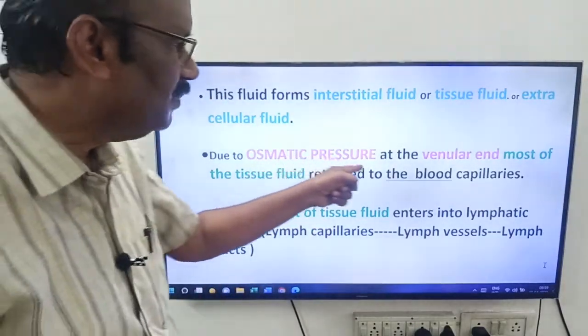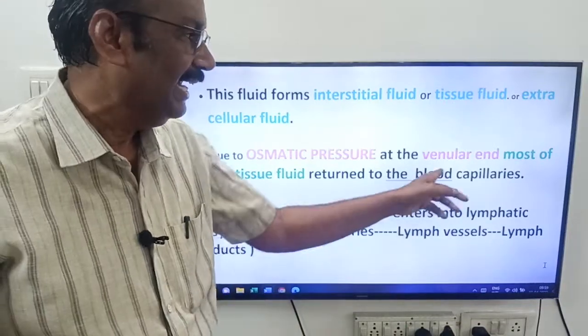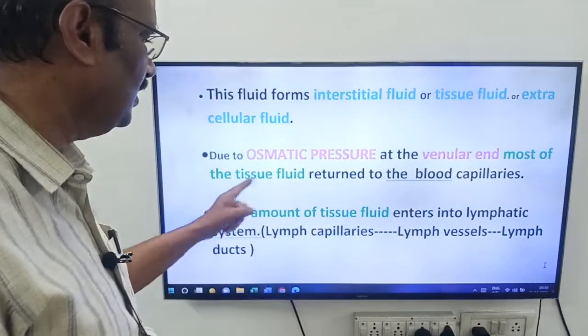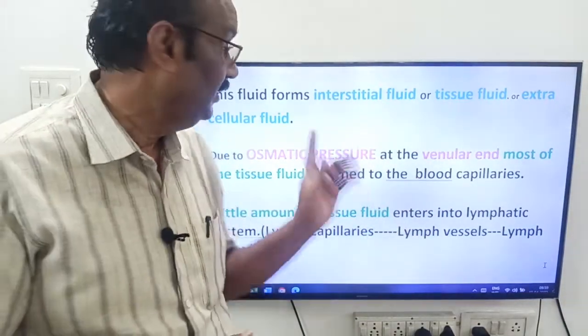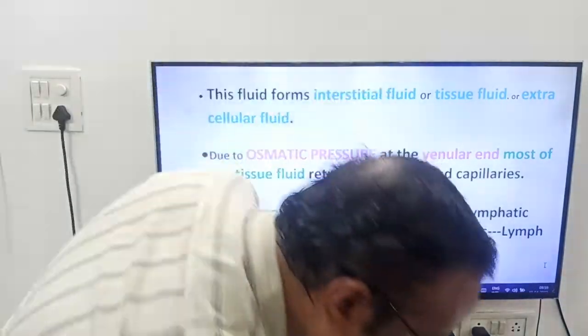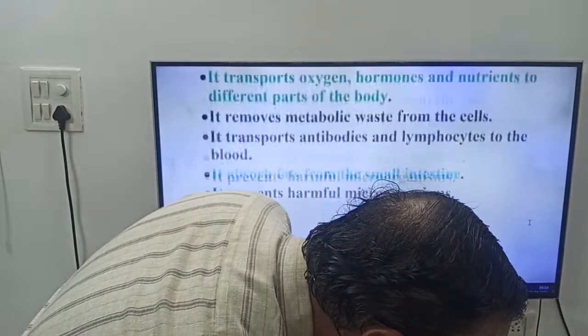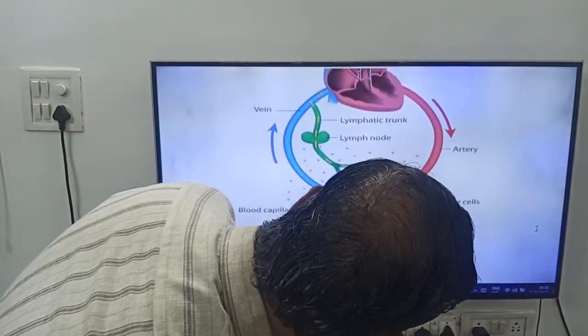Now see, friends, one more. Due to osmotic pressure at the venular end, most of the tissue fluids return to the blood capillaries. Look again, friends, here due to osmotic pressure. See friends, please concentrate on this.